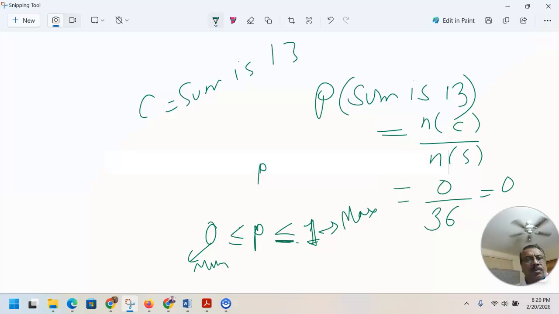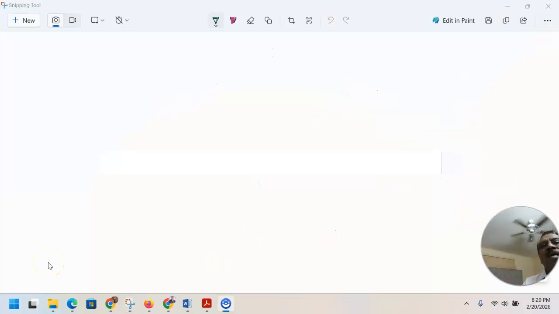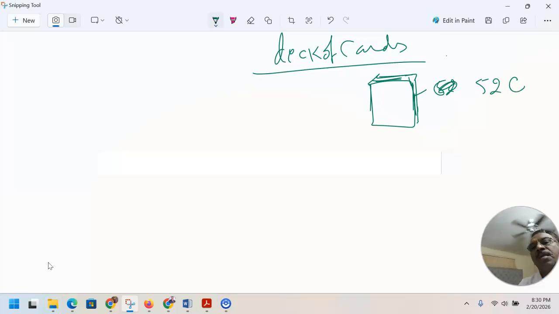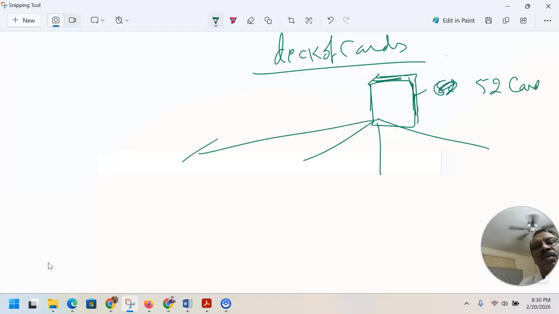This is about dice. And the last one I can take, one more example, is a deck of cards. We have a lot of questions on a deck of cards. There are 52 cards, and these 52 cards have four suits, and the suits break into 13, 13, 13, and 13.